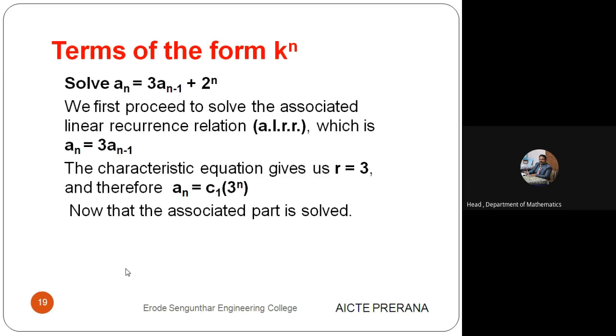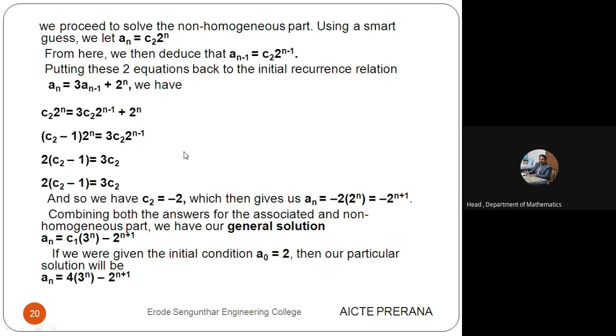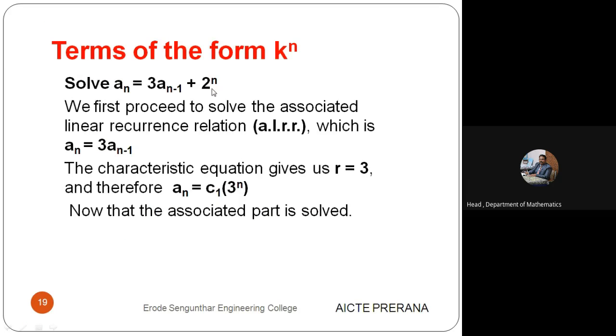Suppose in a non-homogeneous recurrence relation, the term f of n contains k power n, where the base k is any constant, that is 2, 3 or 4 etc., any numerical number. Then we find the particular solution in this way. We assume the solution is a constant into 2 power n. Suppose this base 2 is not a root. Here the root is 3, but our base is 2. This 2 is not a root.